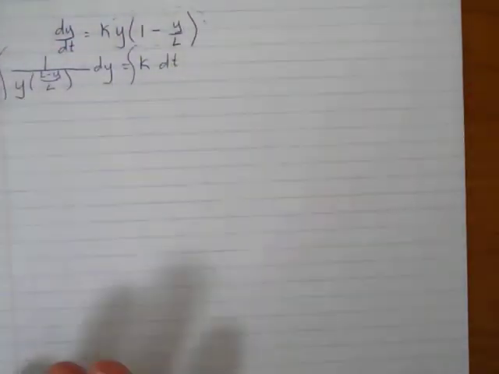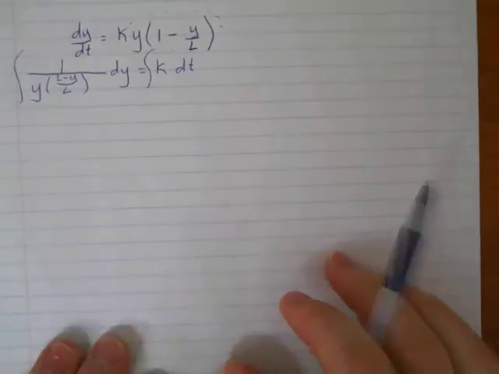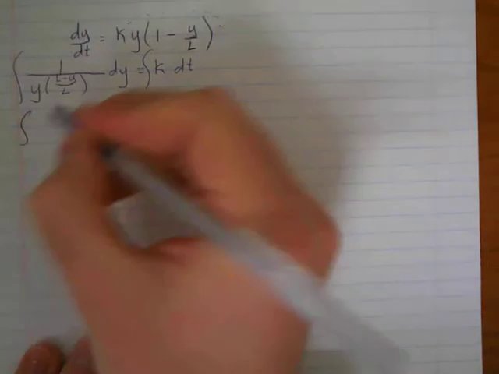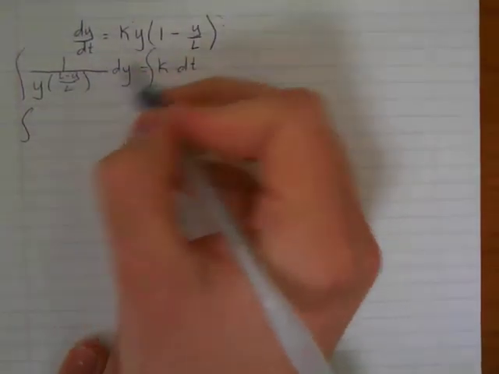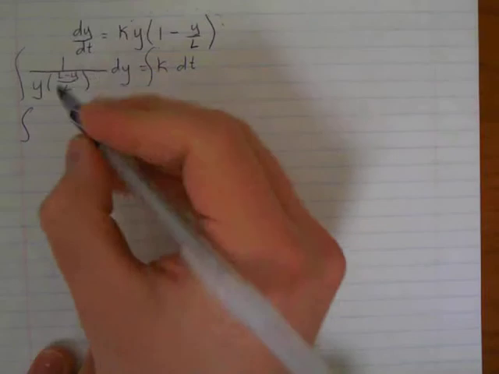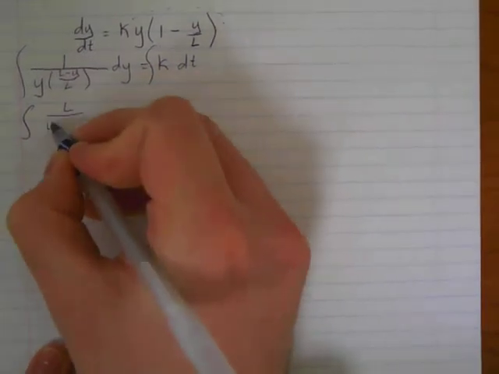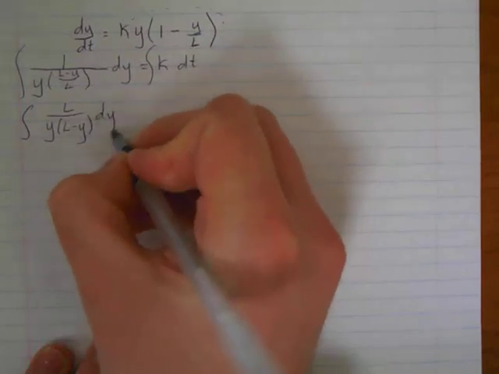All right, but before we take the antiderivative, obviously the right antiderivative is going to be fairly easy. The left one is something that we've never seen before. So I'm going to do a little simplifying. I'm going to take the reciprocal of this and multiply it to the top and the bottom. And so that's going to give me L over y times (L minus y) dy.